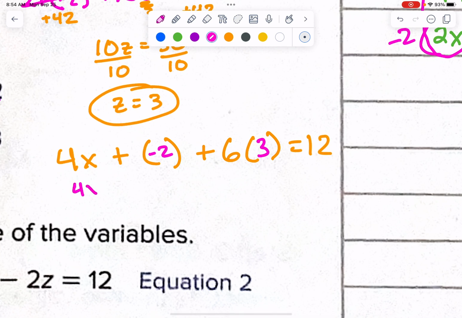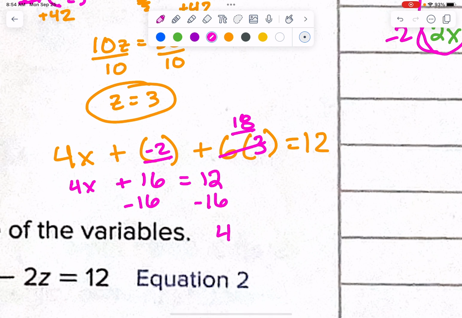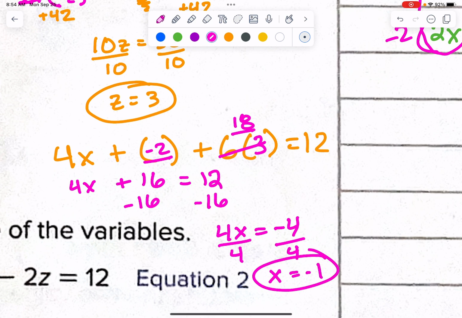So 4x, negative 2, this guy is 18, right? So negative 2 plus 18, those are on the same side of the equal sign, so I'm just going to combine, plus 16 equals 12, okay? Then I'm going to solve for x, so minus 16, and 4x equals negative 4, and divide by 4, and x is negative 1. There we go. So final answer.